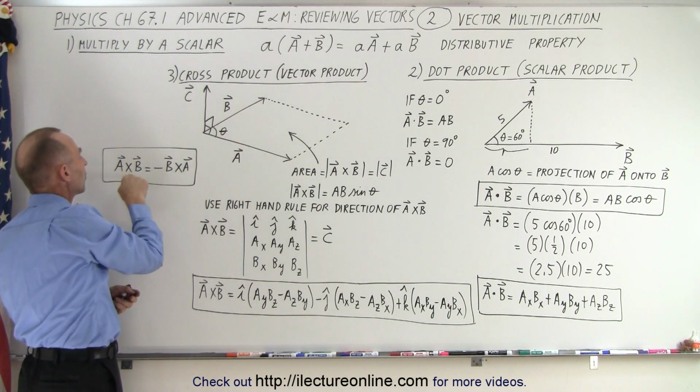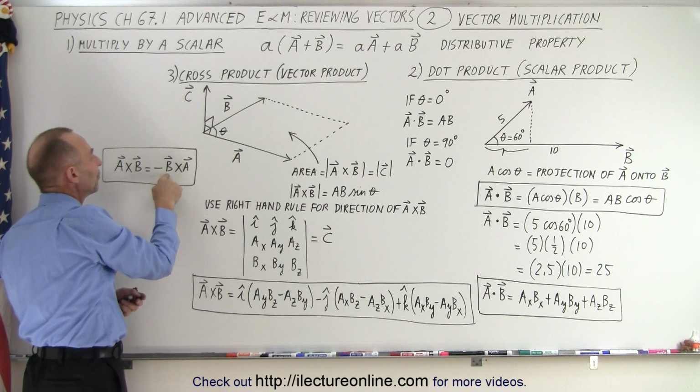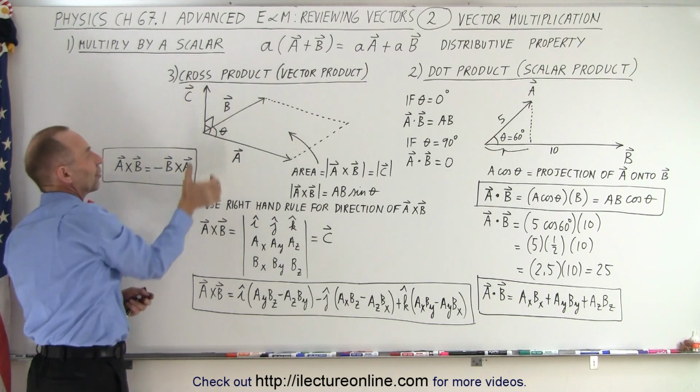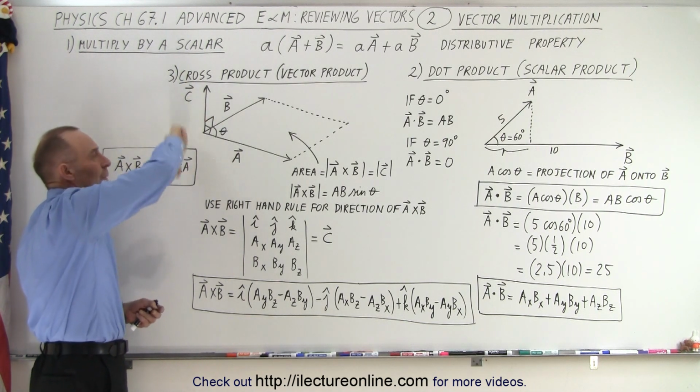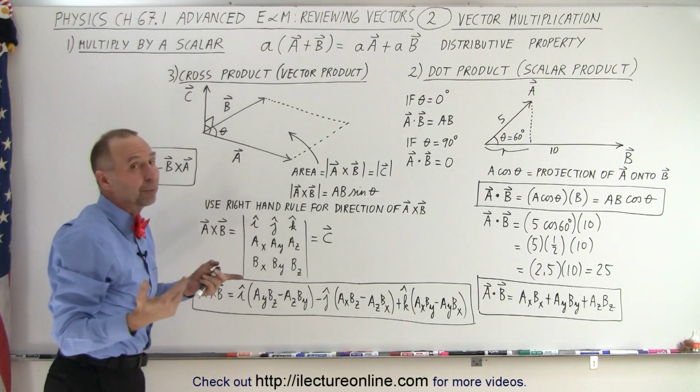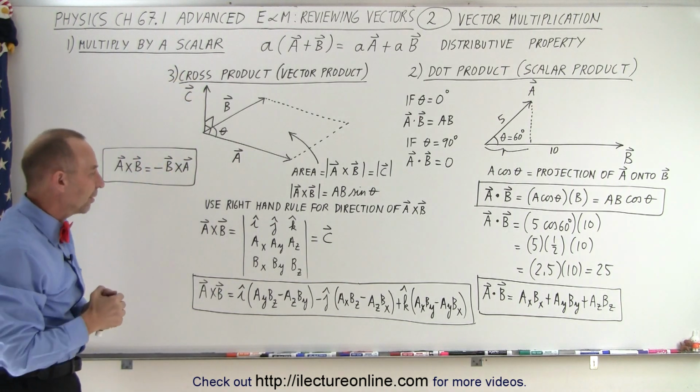So you can see that A cross B is the negative of B cross A. This is A cross B pointing up, and B cross A is pointing down. The magnitude of that vector will be the same, simply the direction will be different.